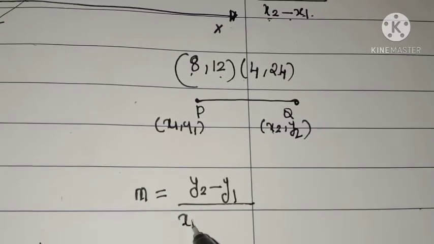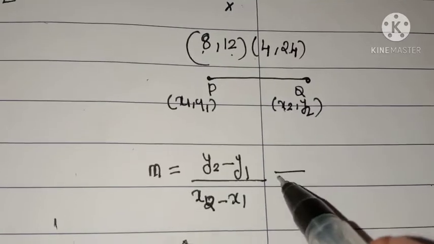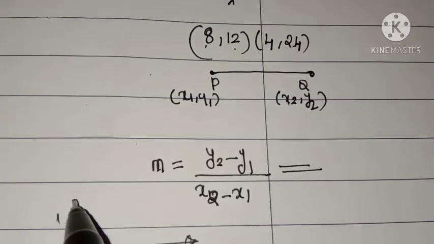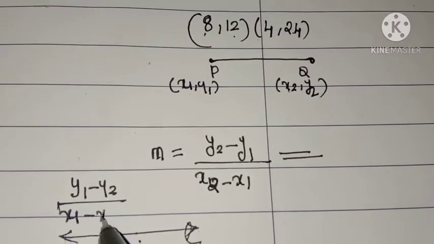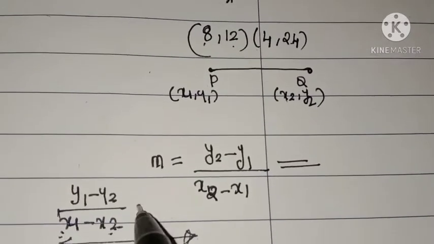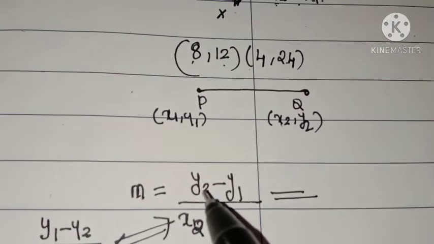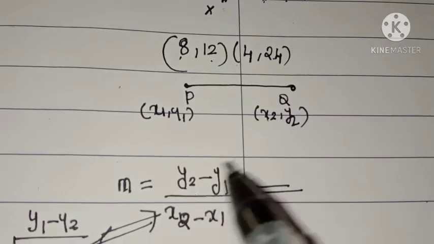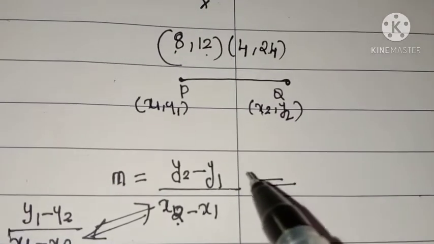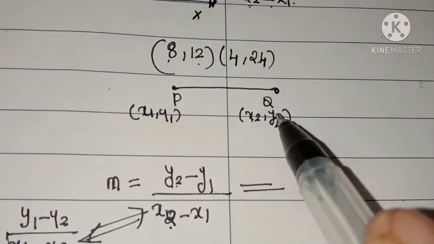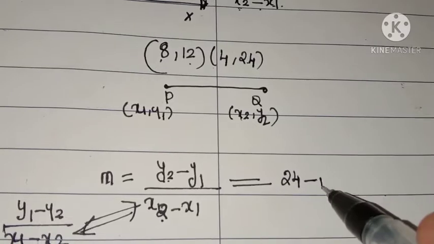y2 minus y1 by x2 minus x1. If you are writing y1 minus y2, then the denominator is x1 minus x2. Both are the same. Here I started with the second coordinate, so there also we have to start with the second coordinate. Now see, y2 is 24 minus y1 is 12.